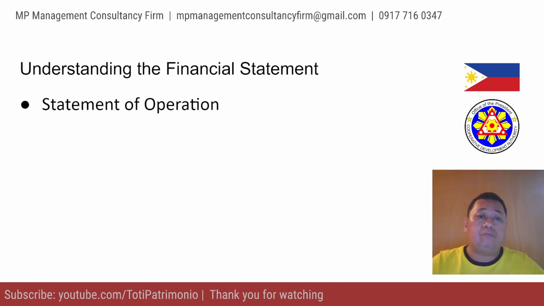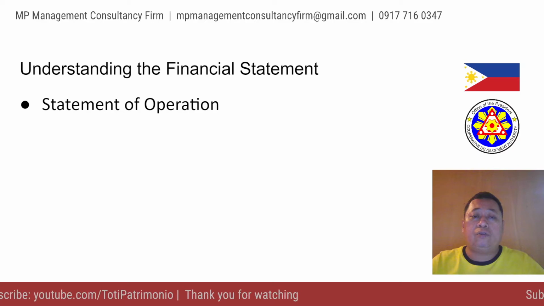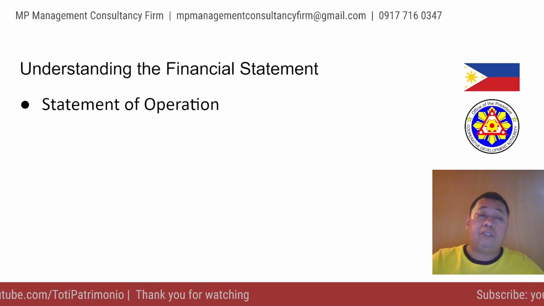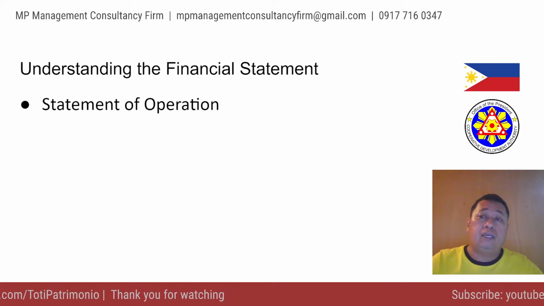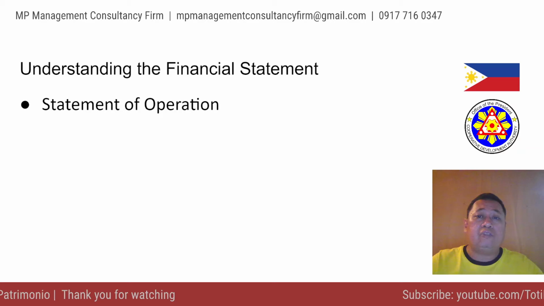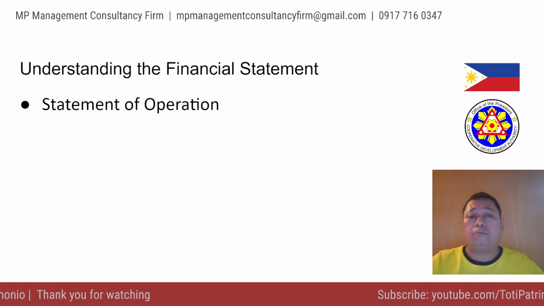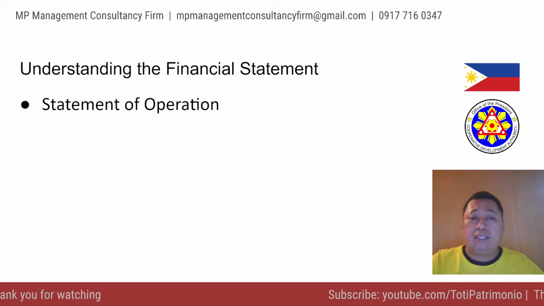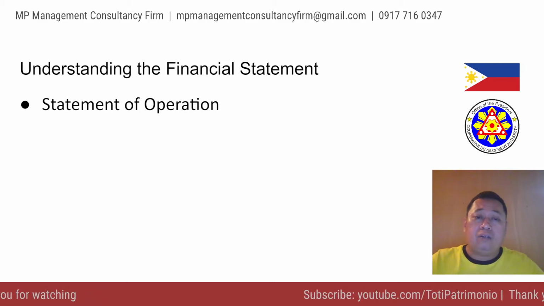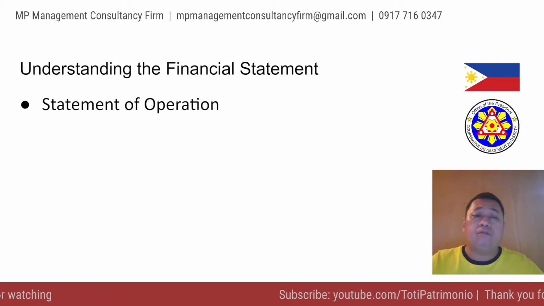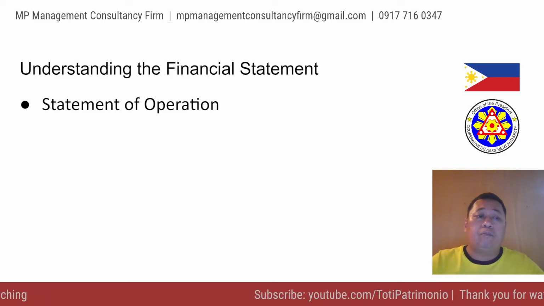Another one is the statement of operation. This is also known as the income statement. The statement of operation presents the income accounts of the cooperative as well as all the expense accounts. It also presents the net surplus of the cooperative, or the net income for a certain period, say for 1 year.